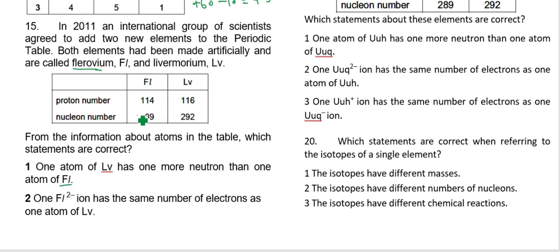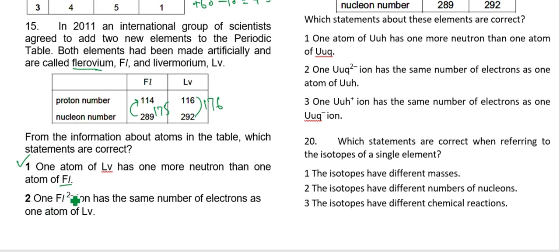If I subtract, and if you have a calculator you can use that, 289 minus 114, the answer is 175. We are just trying to find the neutrons, either one more or less, so we have to subtract these two. Then 292 minus 116 gives 176. So suggestion A is correct, because Lv has one more neutron than Fl.